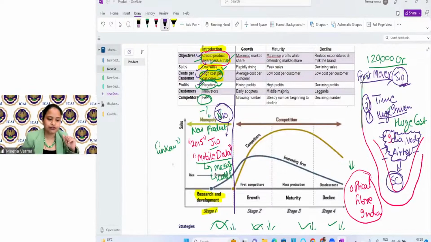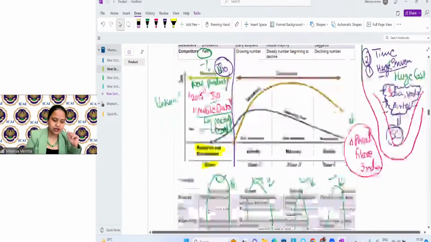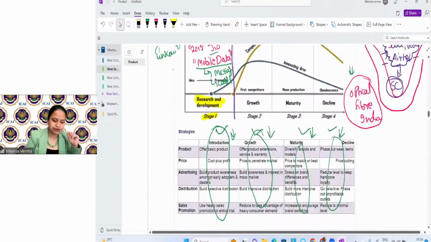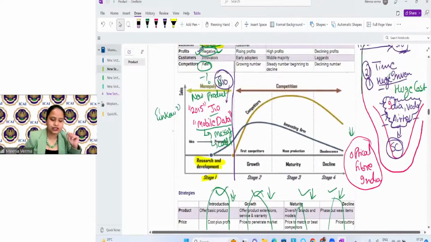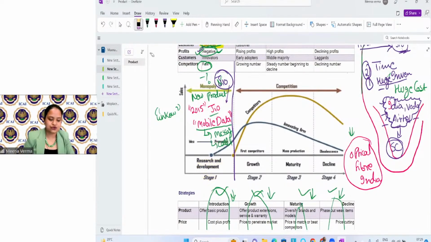All right. Okay, one more thing I want to discuss here is about the strategies. So in this stage, when you want to introduce a product in the market, you will follow two types of market product pricing strategy. Okay, let me explain this also. Pricing strategy.